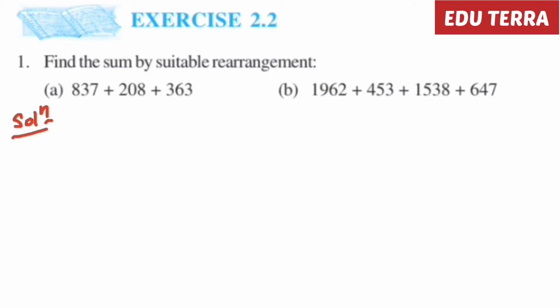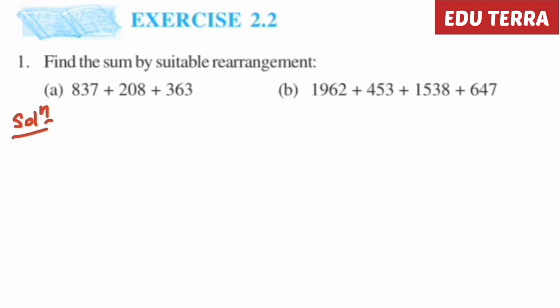So students, you cannot add directly, you have to do suitable rearrangement. So what is suitable rearrangement? It means how can we make it simple. Okay, now find the two numbers, the sum should be equal to like 0.